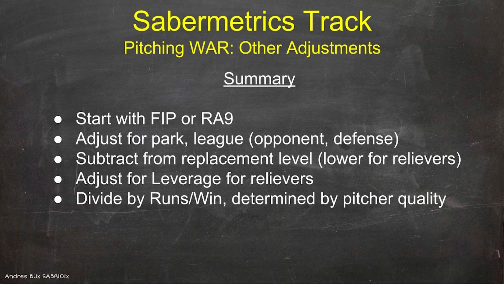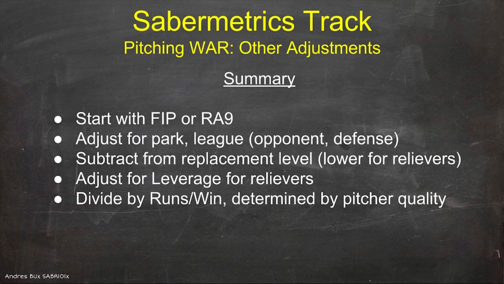FIP doesn't include always runs allowed. It's more a skill metric. Neither of them is completely right. Neither of these systems is completely wrong. But you start there. Once you start there, you adjust for park, you adjust for the league. And Baseball Reference, with their runs allowed per nine, RA9, they adjust for the opponent, and they do a defensive adjustment based on the team's season defensive skills, defensive measurements. Then you subtract from the replacement level.